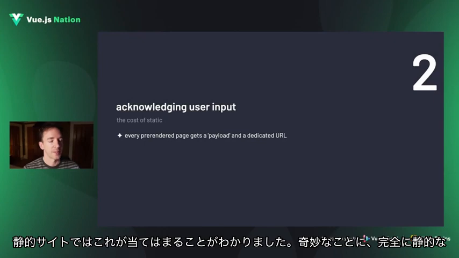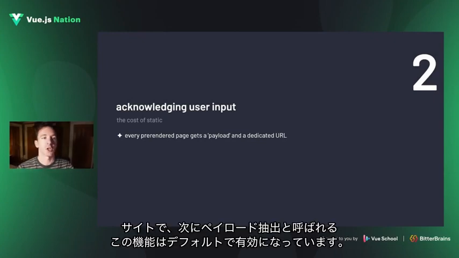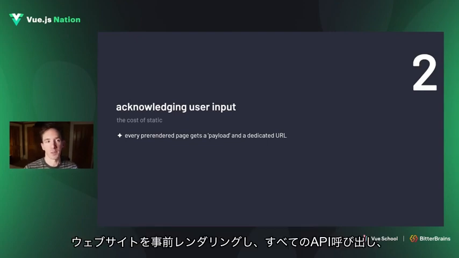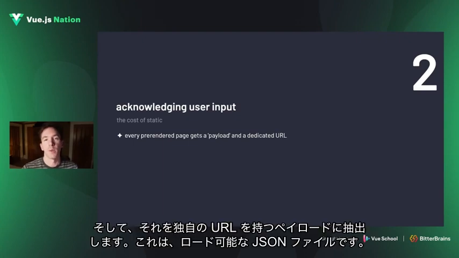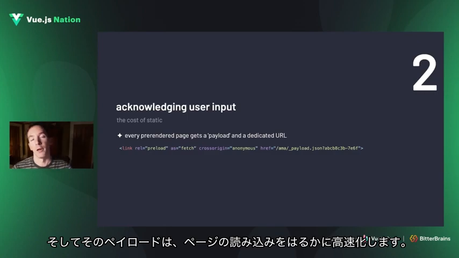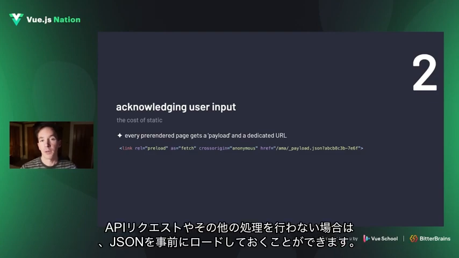Now, the weird thing is, so fully static sites, Nuxt has this feature called payload extraction, which is enabled by default if you're pre-rendering your website. And we take all of your API calls, anything that you've wrapped in a useFetch or useAsyncData hook, and we calculate it at build time, at pre-rendered time. And then we extract that into a payload with its own URL, so it's a JSON file that you can load. And that payload is going to make loading that page much faster, because the JSON can be preloaded. You don't have to make any of the API requests or anything else that might be costly.